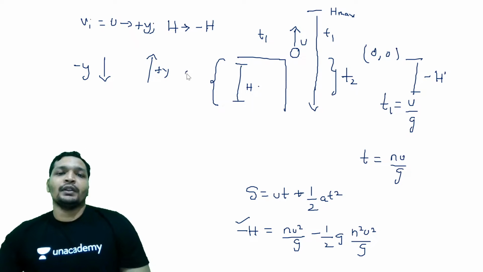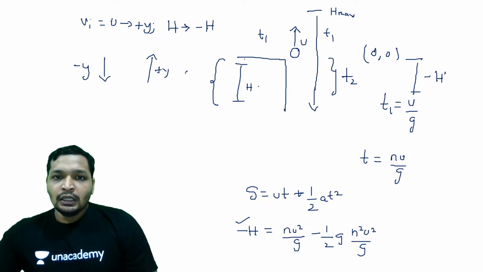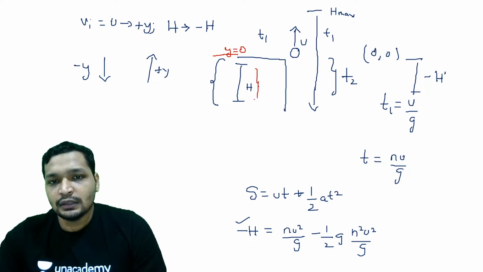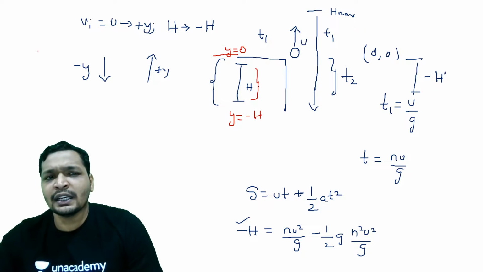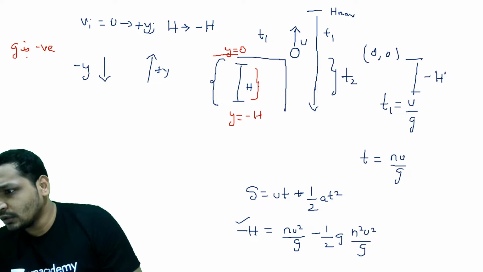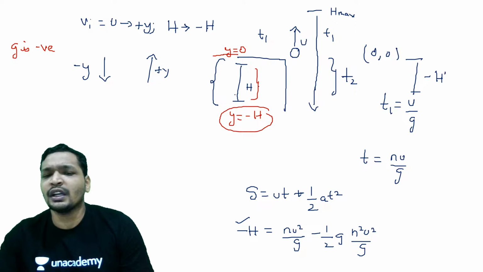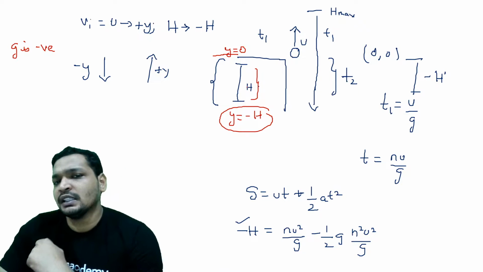Okay, let's do it this way, and this might give you better clarity. If this is y is equal to 0, what is this? Y is equal to minus h, isn't it? G is negative, right? Why is this not minus h? This is minus h. If you put it as plus h, you will get the wrong answer.